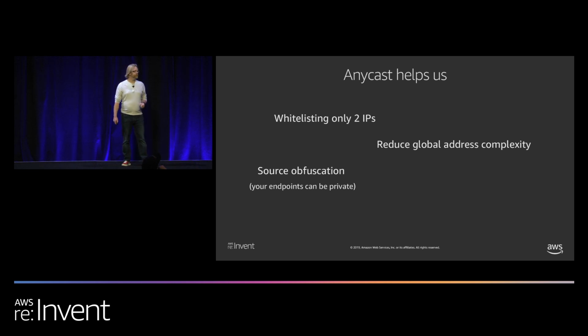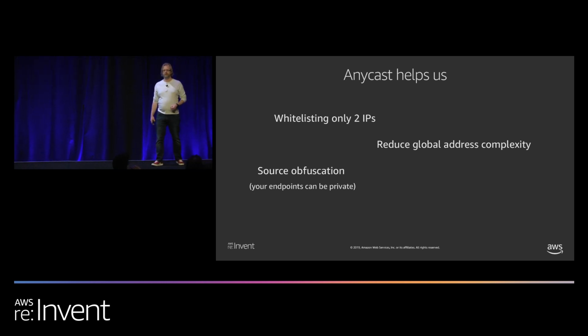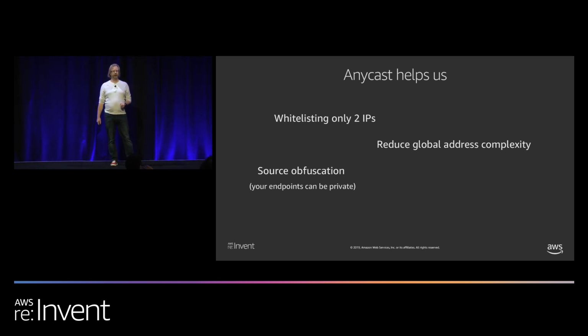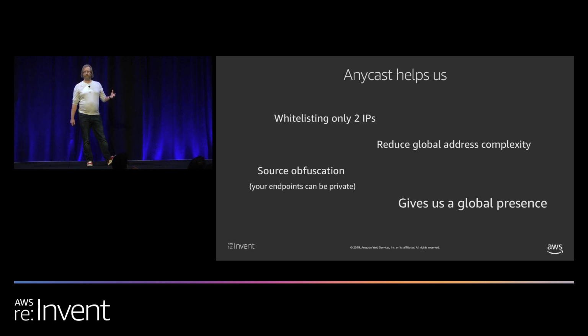The other thing that we can do, which is pretty cool, and it's pretty secure as well, is what we like to call source obfuscation. So the endpoints, EC2 instances, the elastic load balancers, IP addresses, they don't have to be on a public subnet. They can be private. So the only entrance publicly that's available for customers to go into your workloads is through the Anycast IP addresses that you advertise through the Global Accelerator. And of course, it gives you a global presence.